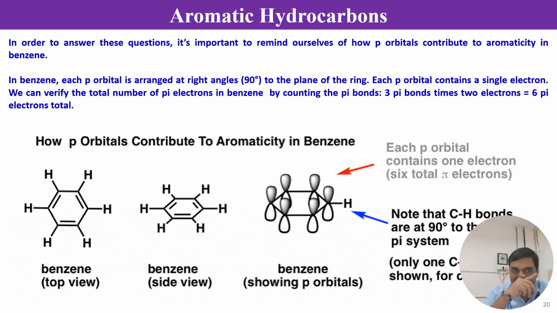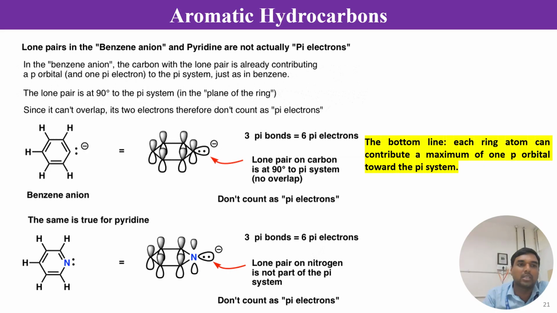For example, when you talk about the benzene ring, it's a 6 pi electron system, perpendicular to the plane. Whenever you have a negative charge on the benzene ring, this negative charge is in the plane, perpendicular to the p orbital system. That's why there is no need to consider it. Whereas in pyridine, this lone pair is also in the plane, perpendicular to the pi orbitals. That's why there is no need to consider it. So in that case, both will be aromatic.